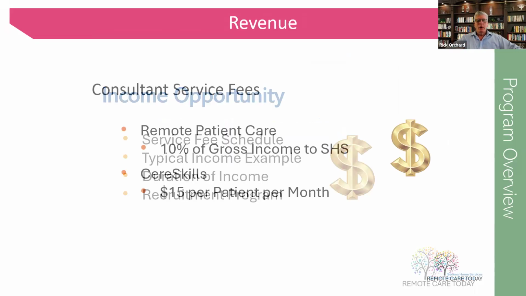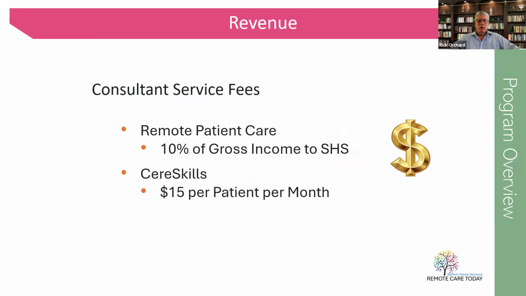Okay. So, as a consultant, we receive service fees, and for remote patient care, you'll receive 10% of the gross income that goes to SHS, 10% right off the top. And for Sarah Skills, you receive a flat $15 per patient per month. Okay. So, what's that mean? Let's translate that into English.